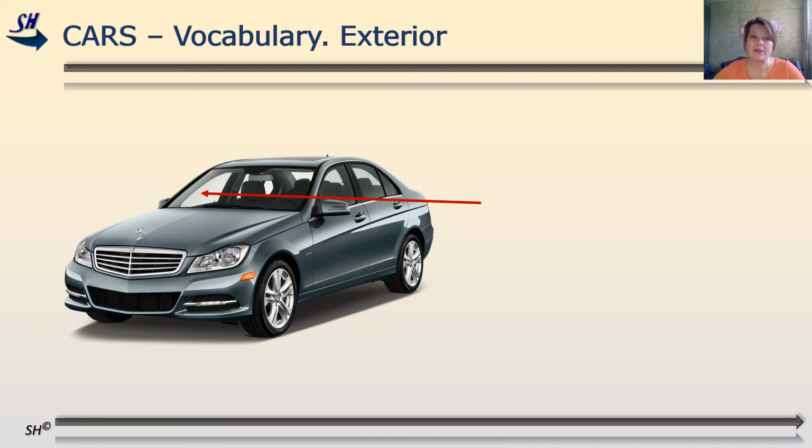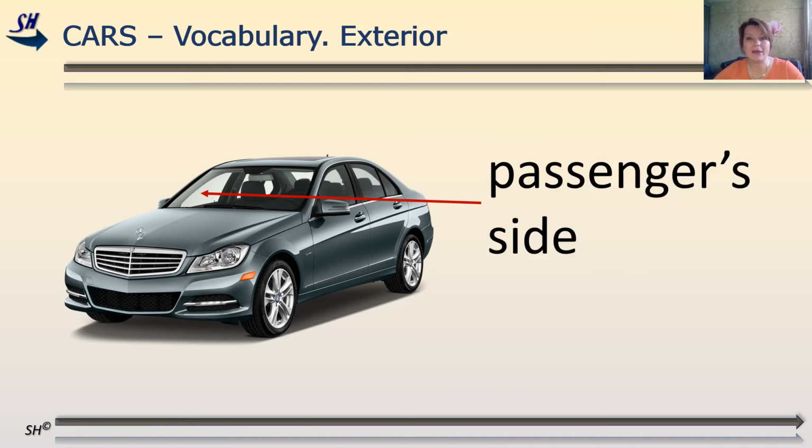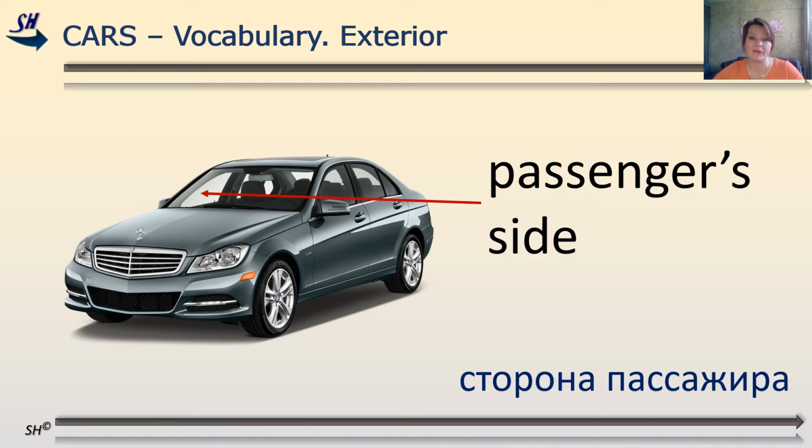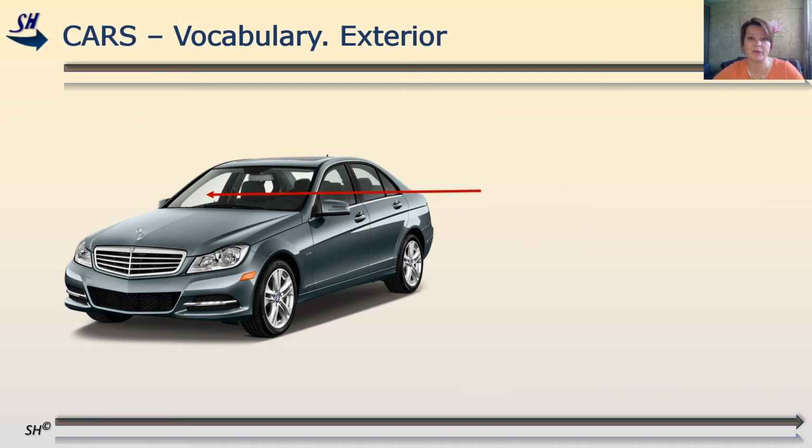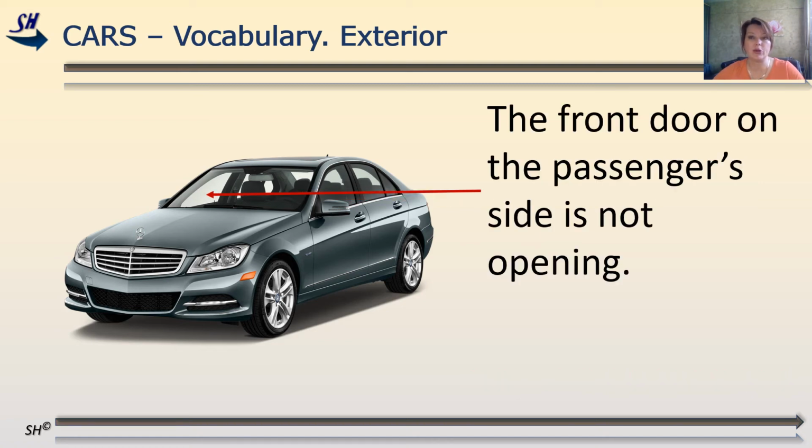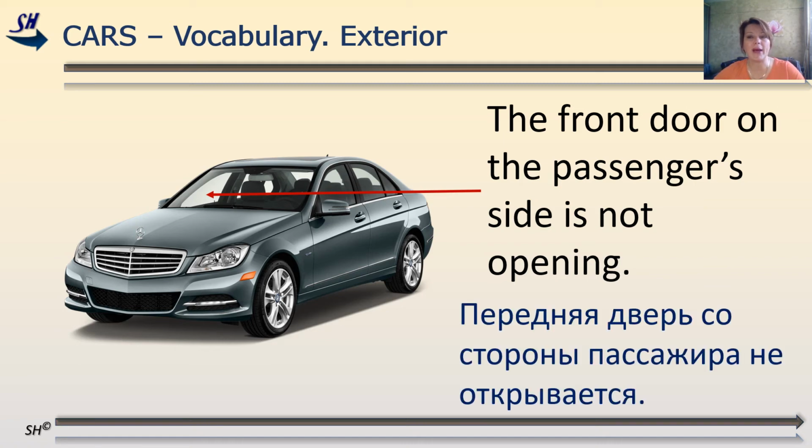So the opposite side is called passenger's side. Passenger's side, which is also pretty logical. The front door on the passenger's side is not opening. Like that, it's absolutely clear which door needs to be fixed.